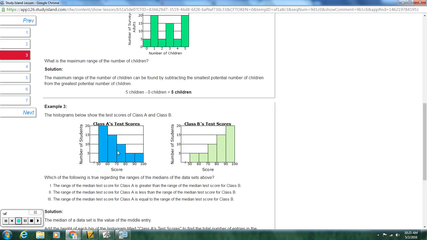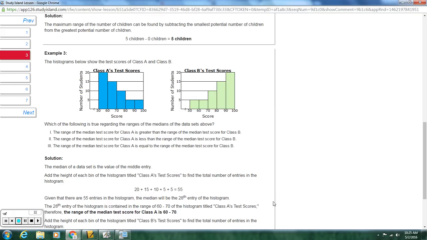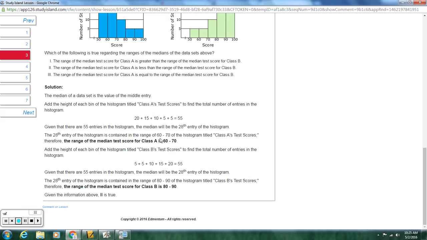So the median for Class A was between 60 and 70. The median for Class B is going to be between 80 and 90. So the range of the median test scores for Class A is greater than the range of the median test scores for Class B. The range of the median test scores for Class A is less than the range of the median test scores for Class B. Okay? The range is equal. No. So, and they go through and do all this, and it comes out as 2.